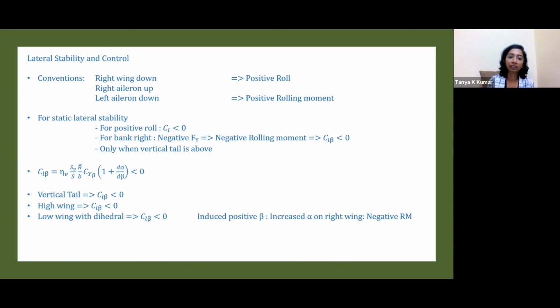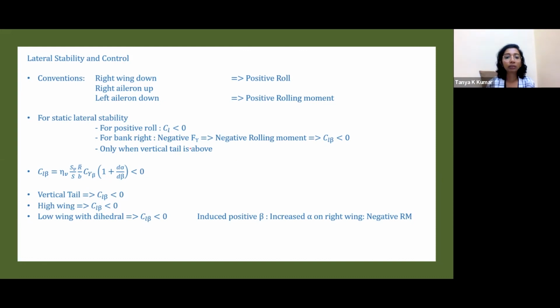Now for static lateral stability, we require a restoring moment. So if it is subject to a positive roll disturbance, you need it to rotate back. The restoring moment should be negative. So the Cl beta is less than 0.